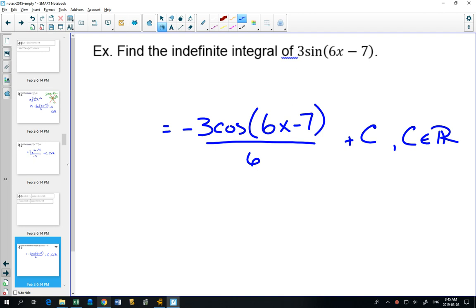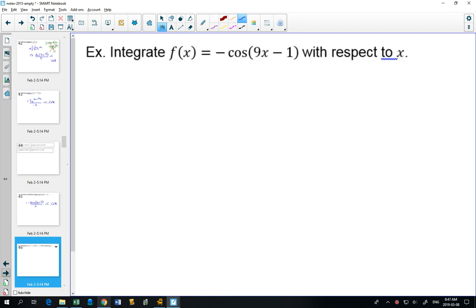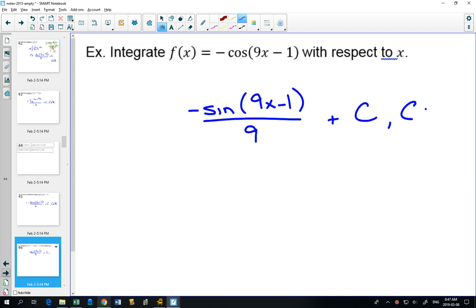Try the last one. So see how you did here. If we integrated backwards, would this one be positive or negative? Negative, because the derivative of sine doesn't change signs. So we'd have negative sine 9x minus 1. Because we'd have a chain rule, we also divide by 9 plus c.